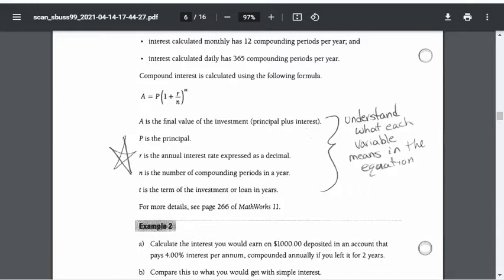This is super important. Understand that the A in the formula is basically your final value. So it's going to include how much you started out with, plus the interest on top of that. Okay? P is, of course, the principal again.